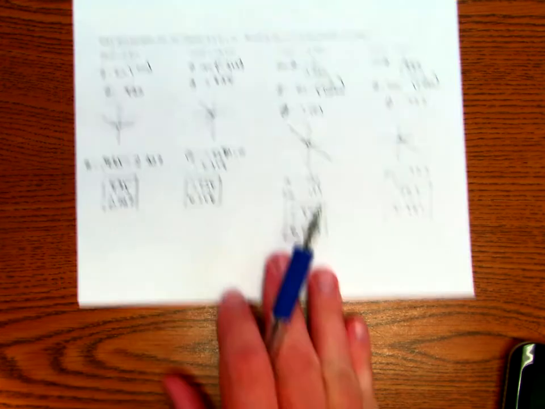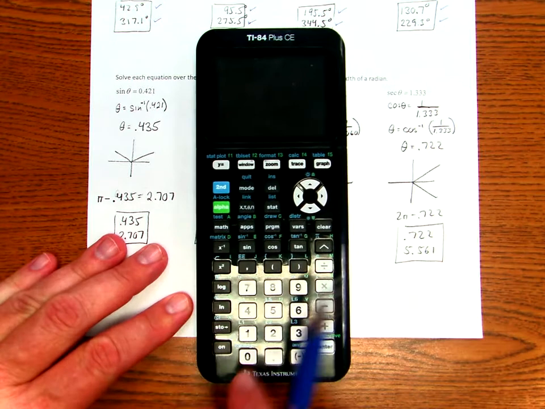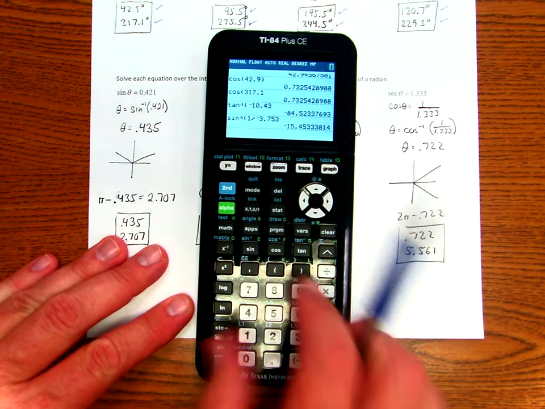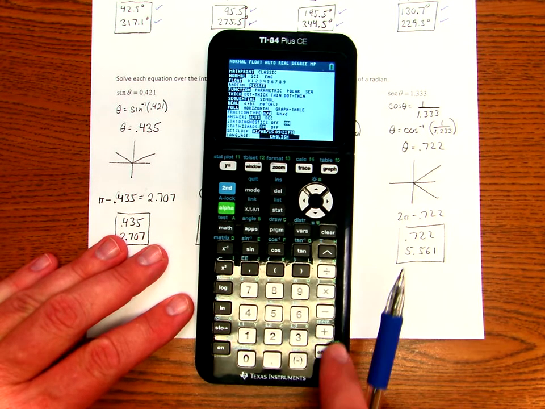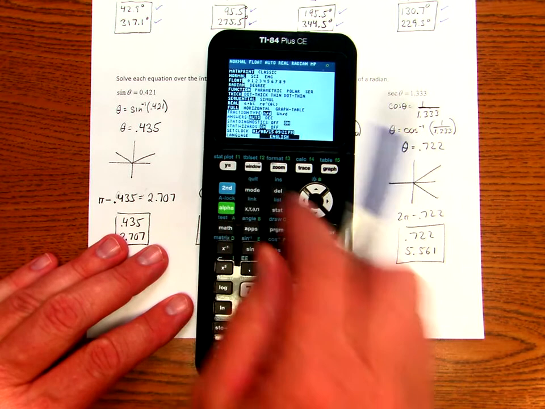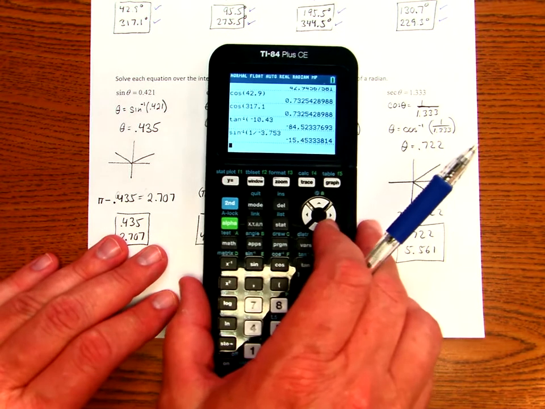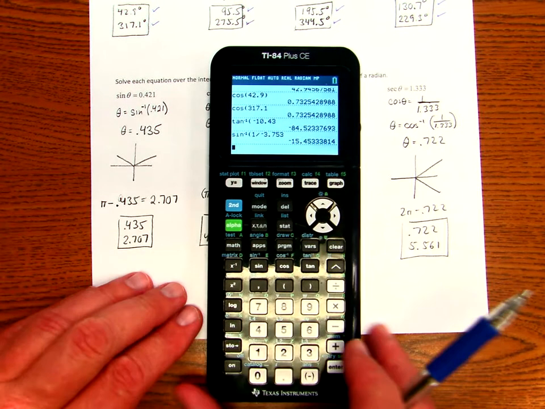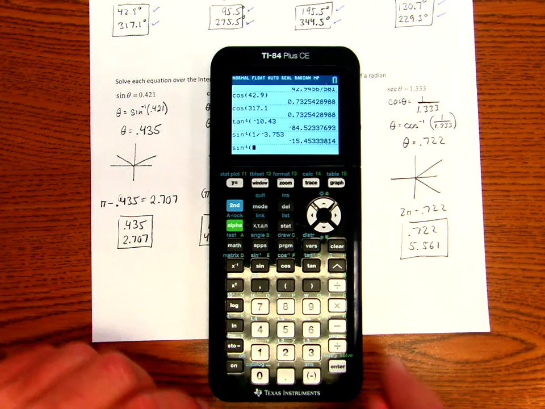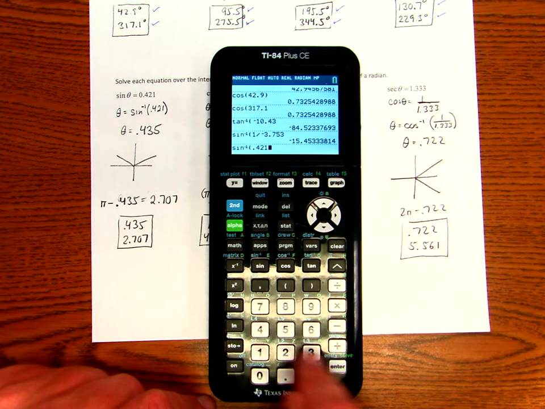So, mode awareness. We need to be in radian mode for these on the bottom. This first problem, we're going to do the inverse sine of 0.421, and we get about 0.43.